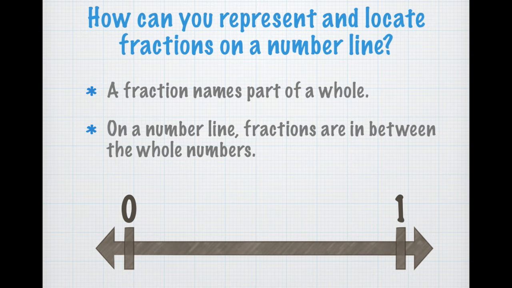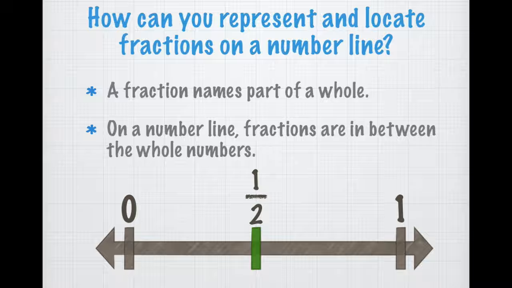Remember, a fraction names part of a whole, and so on a number line, fractions are in between the whole numbers. So on this number line we have 0 and 1, so anything in between is going to be a fraction. If we have a point that's in between, we can label that point with 1/2 because the green line is halfway between 0 and 1. We divided the whole into two pieces.